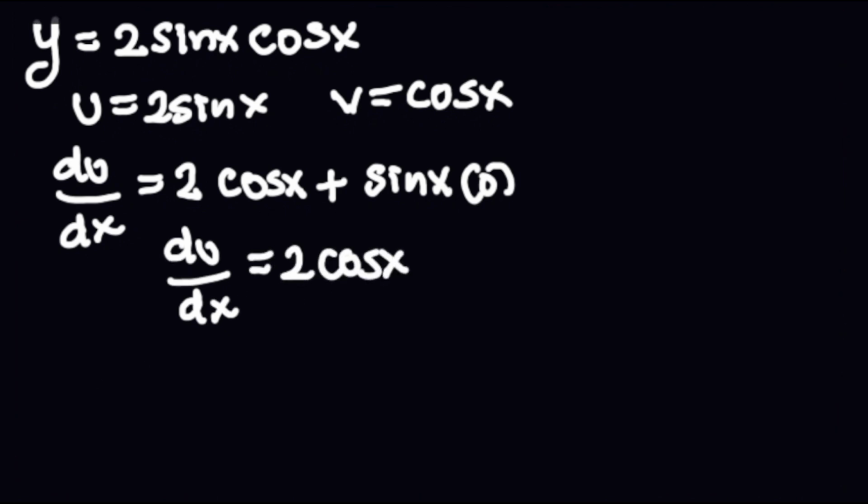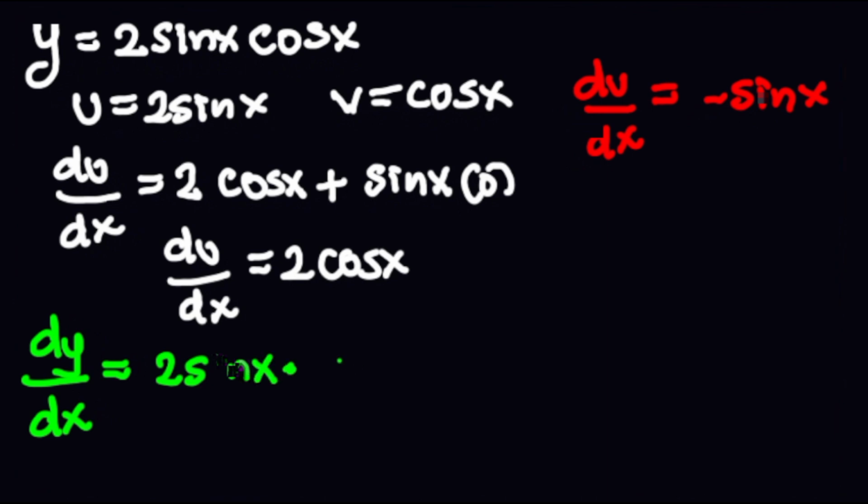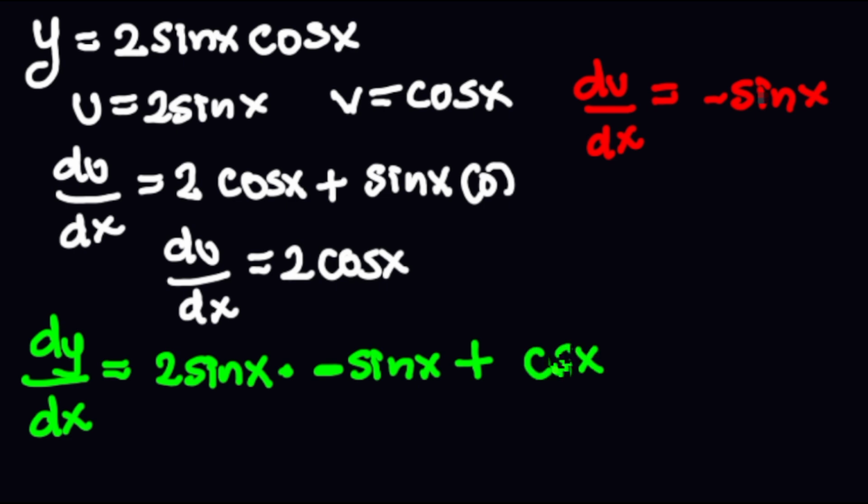Now for the v, whenever we differentiate v or cos x, that's going to be dv dx, and dv dx is going to give me minus sine x. Whenever we find the derivative of cos x, that's minus sine x. Now if we go ahead and put it inside the product formula, we are going to have dy by dx equals u, in this case 2 sine x, right? Then multiply dv dx, which is minus sine x again, then plus our v, which is cos x, right? Then multiply du dx.